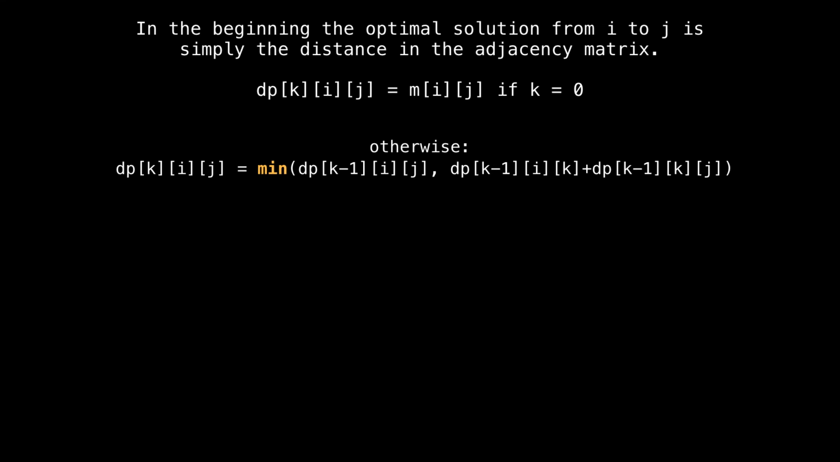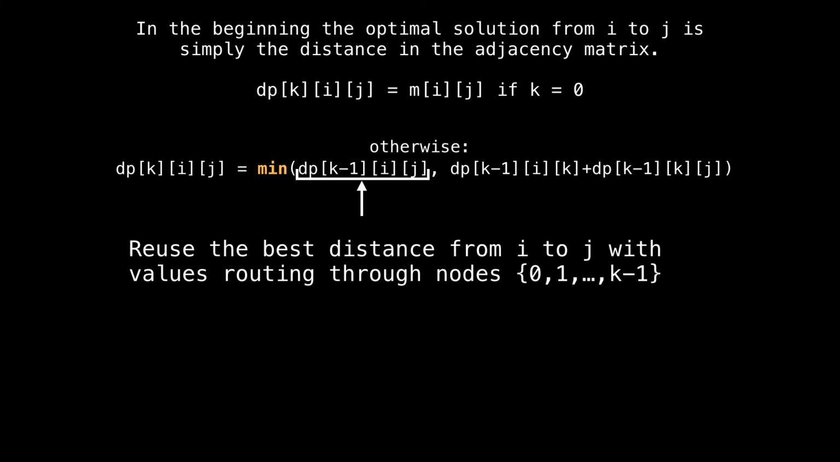I'm going to break it down so that we can understand all its components, because this may look scary to some people. The left-hand side of the recurrence simply says, reuse the best distance so far from i to j, routing through nodes 0 to k-1. It's important to note that the solution using nodes 0 to k-1 is a partial solution. It is not the whole picture. This is part of the dynamic programming aspect of the Floyd Warshall algorithm.